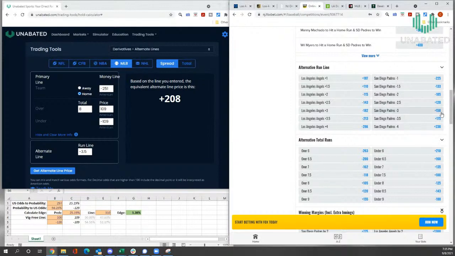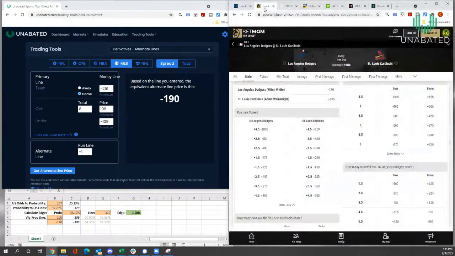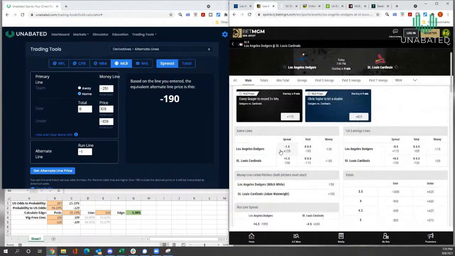So over here, these aren't anything worth a play. We'll just put the minus 4 in here, but I don't think this is going to be worth a play, not even close. Let's just do minus 1. Minus 190, they're dealing minus 225, not even close. Let's go back to BetMGM.